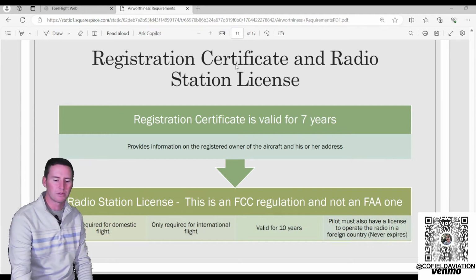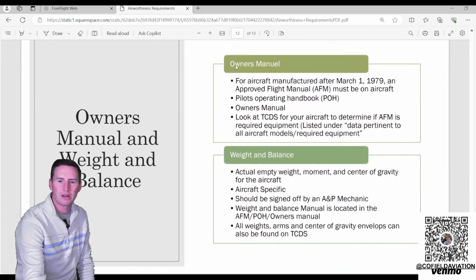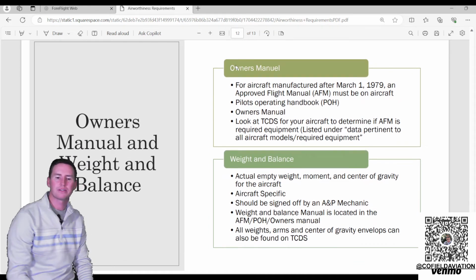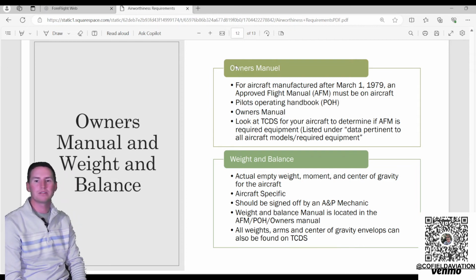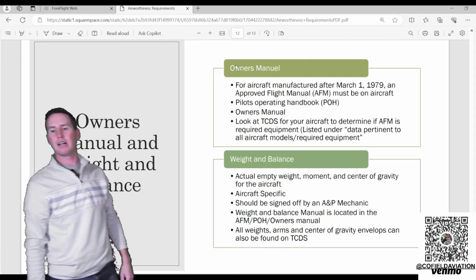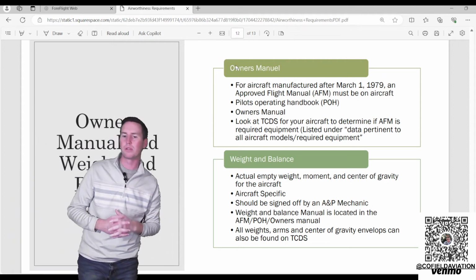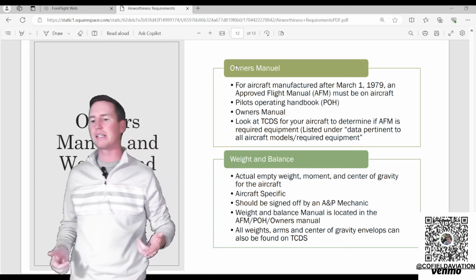That one never expires. Over here on the owner's manual, okay, so that is the O of the aircraft documents. For aircraft manufactured after March 1st of 1979, an approved flight manual must be on board the aircraft. But guess what? Where do we find the required equipment? The type certificate data sheet, right?